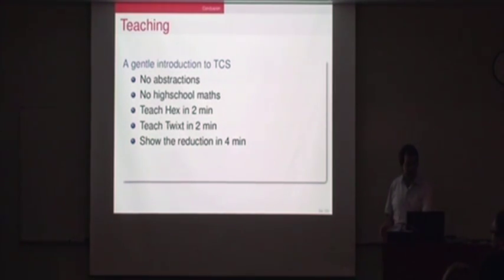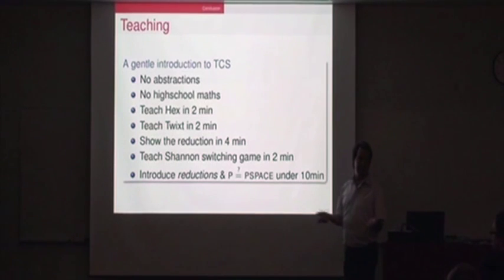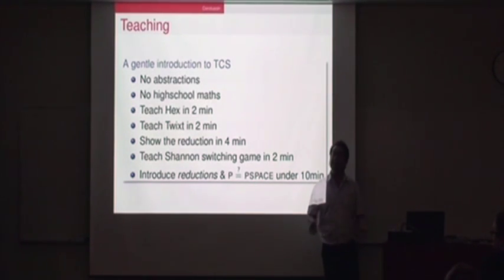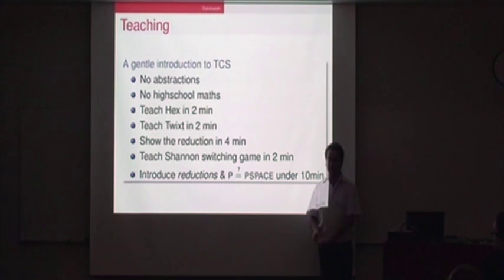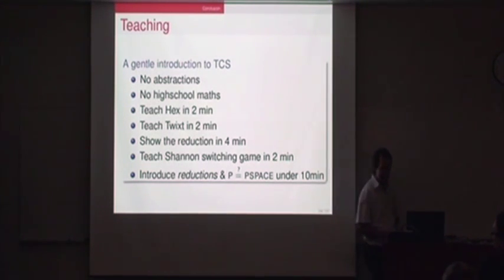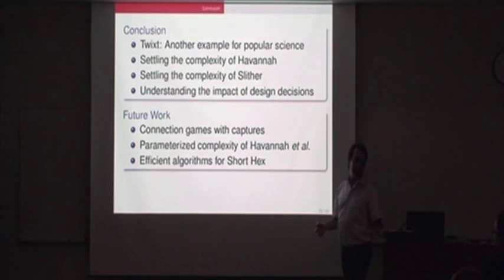And then you can tell them about the Shannon switching game with the matches and the coins really fast. And you can ask them, can you find a reduction from Hex to the Shannon switching game? And then within 10 minutes, you have them working on one of the most important problems of theoretical computer science in the 21st century. And I think this is really good for making this discipline more accessible when we try to do some outreach.